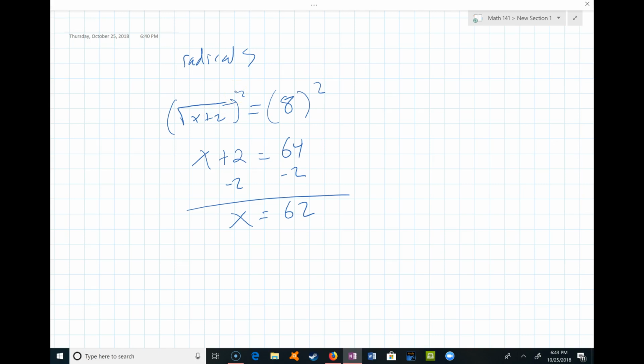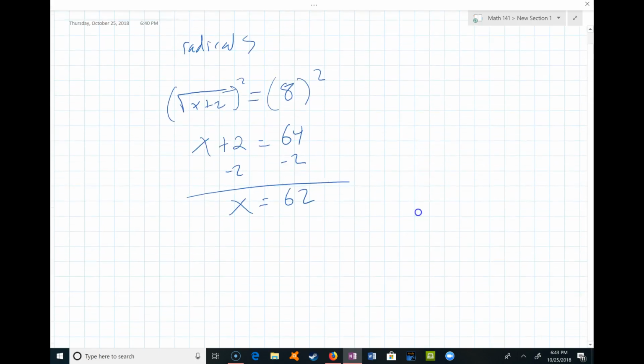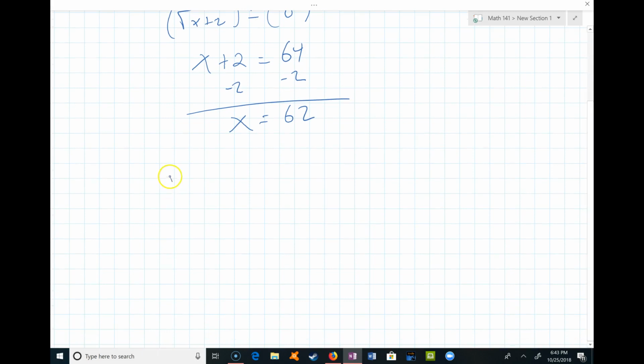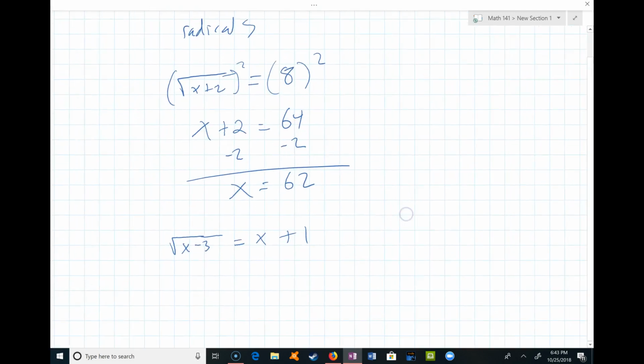So it does work. Okay, let's do another example. What if I have the square root of x minus 3 is equal to x plus 1. Once again, in this case, I need to get rid of the square root. And this is a problem though, because notice I have an x on this side and an x on that side. Usually what we want to do is get the x's together, but as long as that x is inside the square root, I can't get those x's together.